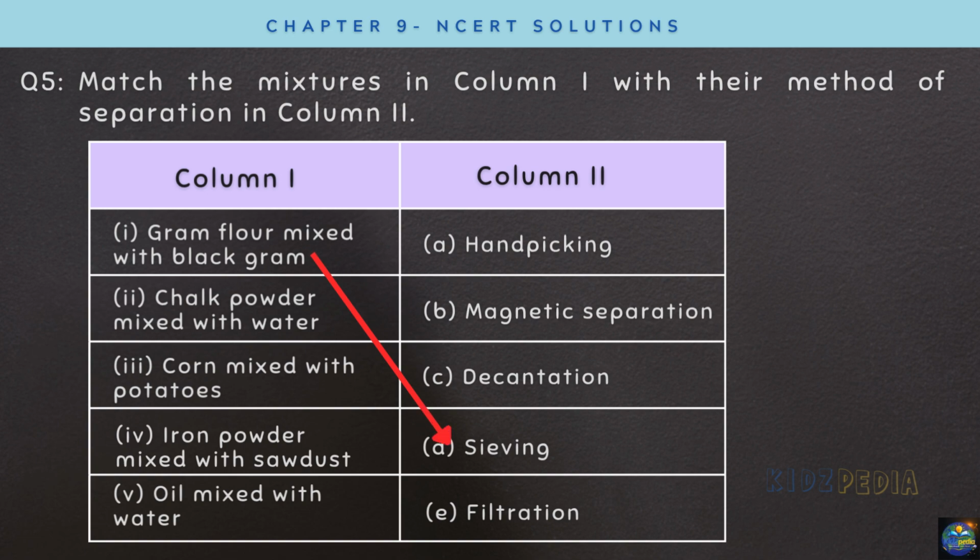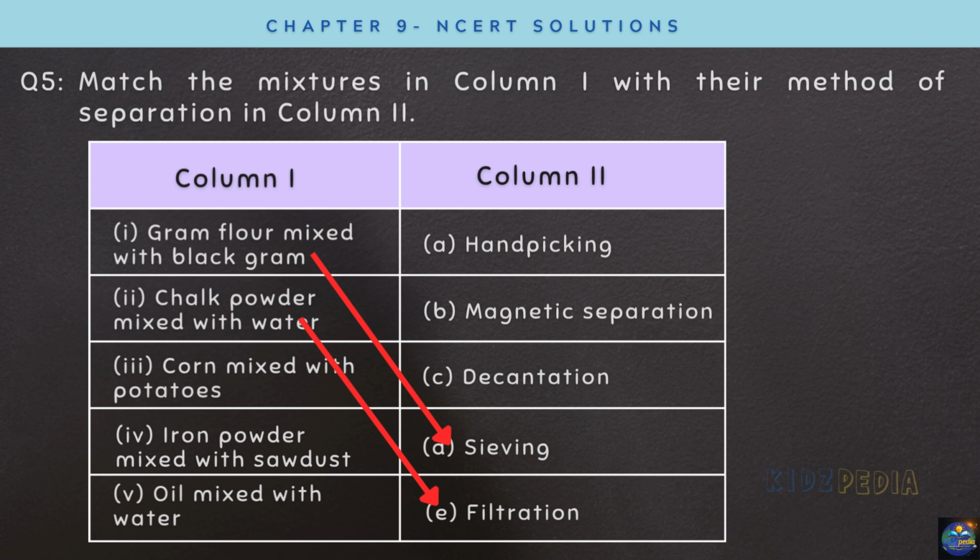Sieving. Second one, chalk powder mixed with water. Chalk powder is an insoluble solid in water. When the mixture is filtered using filter paper or cloth, the chalk powder stays on the filter and water passes through. So, the correct answer is E.